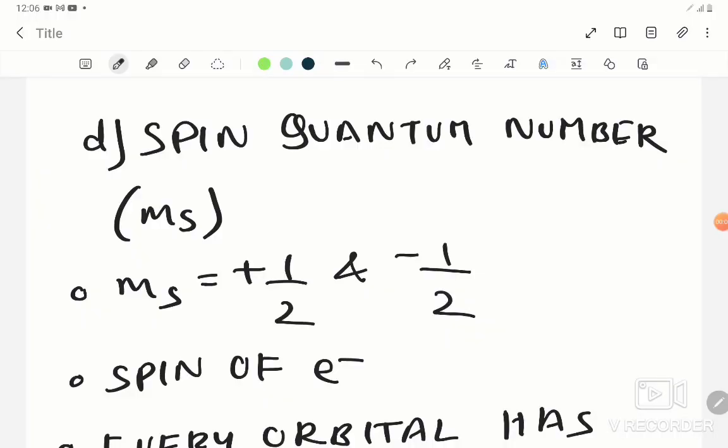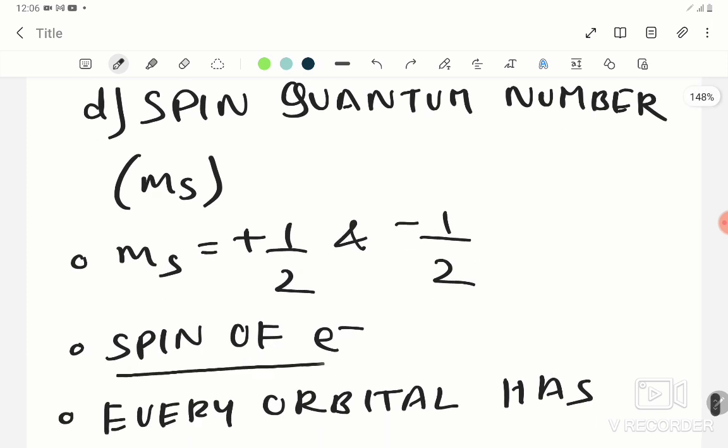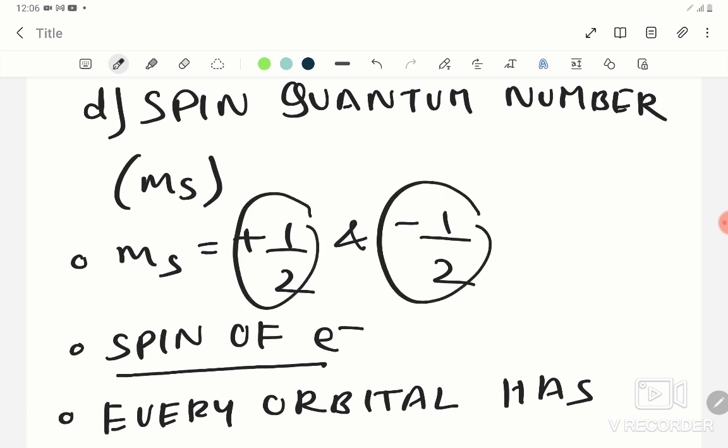Yes students, the final quantum number is spin quantum number ms. Spin quantum number tells us about the spin of the electron. This means electrons not only revolve around the nucleus, they also rotate about themselves. These electrons will have two spin quantum numbers. One will be +1/2 and the other will be -1/2.